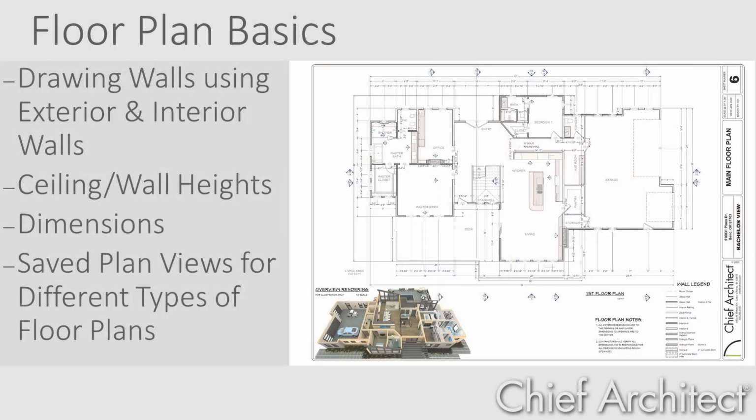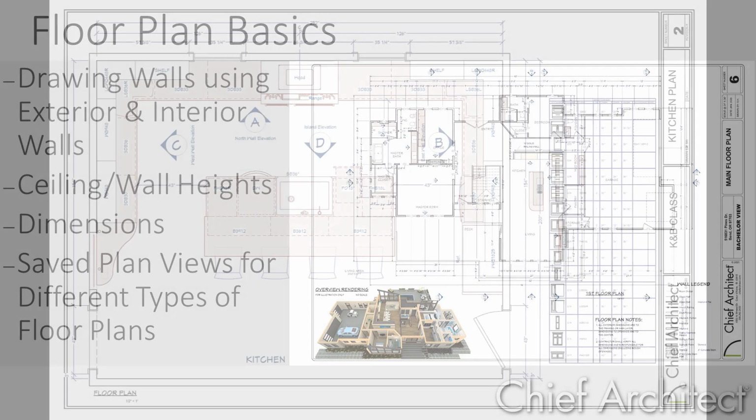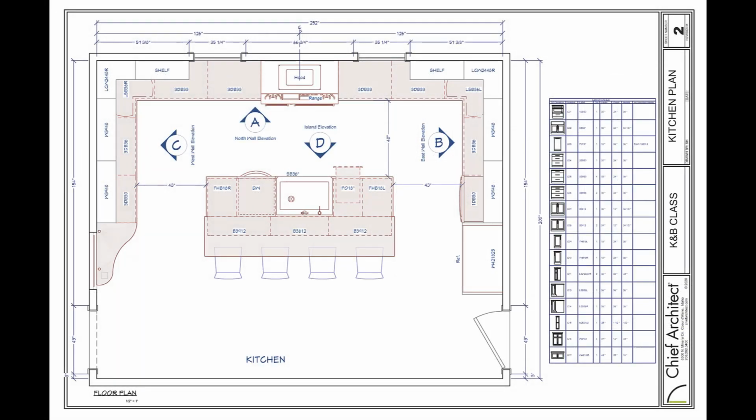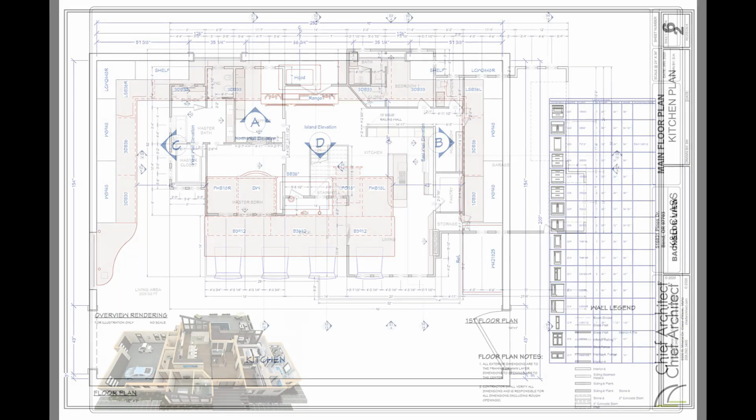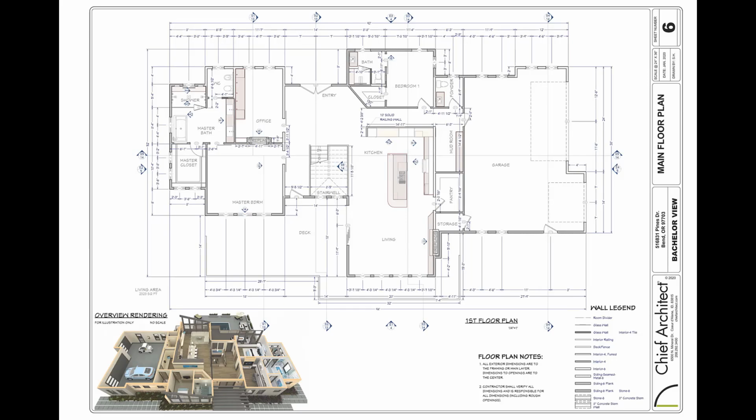In this video, we're going to take a look at the basics of creating a floor plan in Chief Architect. I'll cover the different types of walls used in a floor plan, how to draw the walls, define the ceiling or the wall height, and place dimensions. Dimensions can be created to be view-specific, such as those used for a kitchen plan or for a detailed floor plan. So I'll cover how to do this using layers through the Save Plan views in Chief Architect.